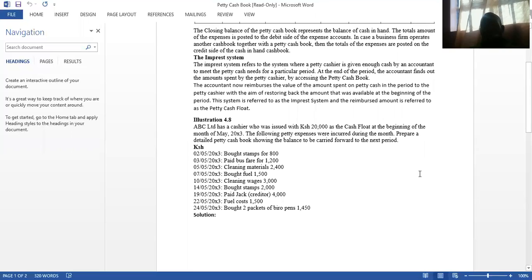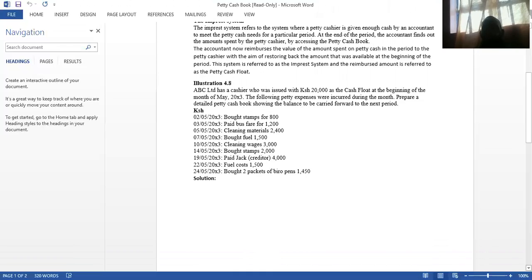Here you are told that ABC Limited has a cashier who was issued with 20,000 as the cash float at the beginning of the month of May 2023. The following petty expenses were incurred during the month. Prepare a detailed petty cash book showing the balance to be carried to the next period. These are the expenses that were paid in that particular period.